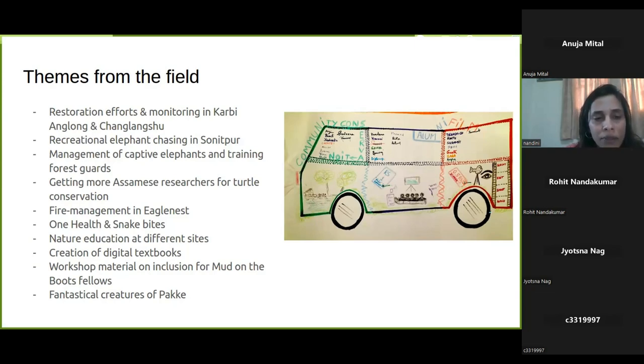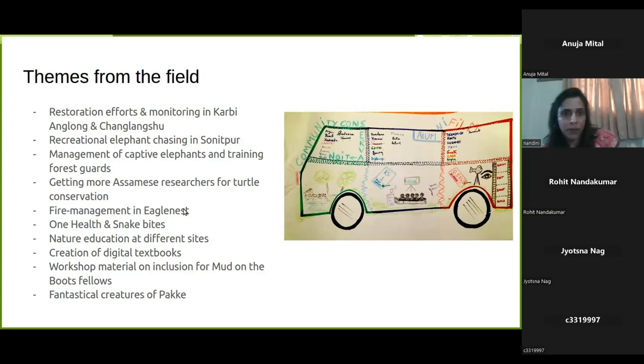There were other interesting themes that came up with respect to elephants. This is something I think Arjun, Shraddha and Leona will talk about later. Some of the things they were interested in was how we can think about recreational elephant chasing in Sonitpur. What is the effective communication we can build around that, to develop vocabulary and imagery around recreational elephant chasing? How do we think about mahout training and management of captive elephants further?